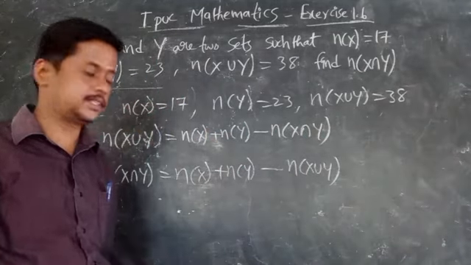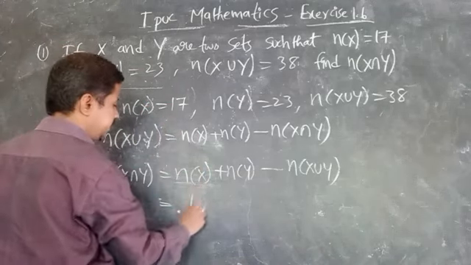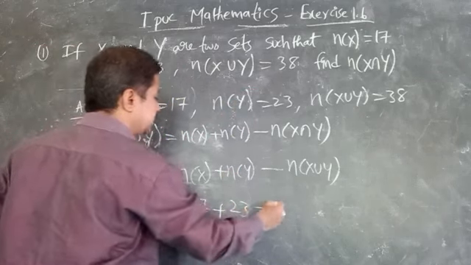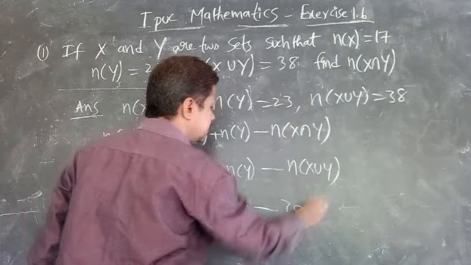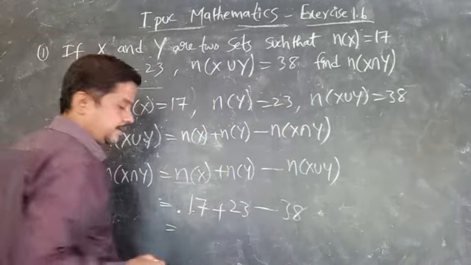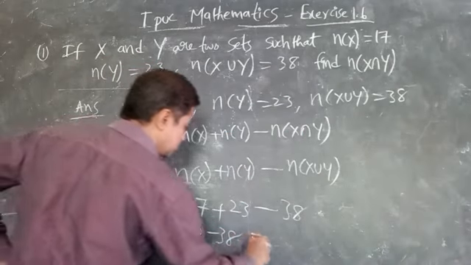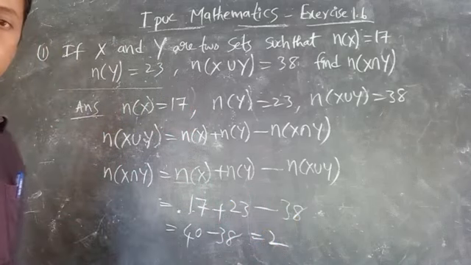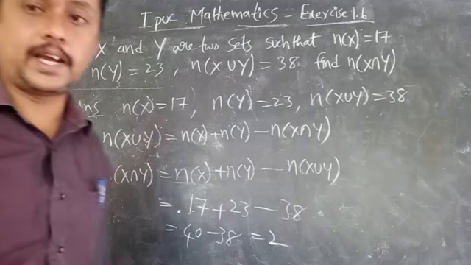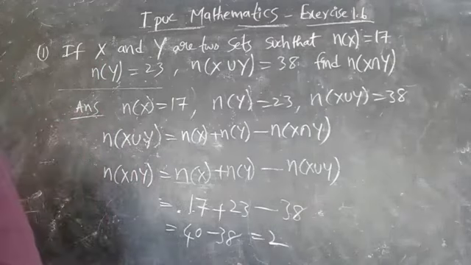Okay. Next item. So what is n of x? n of x is equal to 17 plus n of y is equal to 23, minus 38. Okay? So 17 plus 23, 40, minus 38 is equal to 2. So n of x intersection y is equal to what? 2. Understood or not? Like that we have to decide the answer. Okay. Next we will move to the next question.